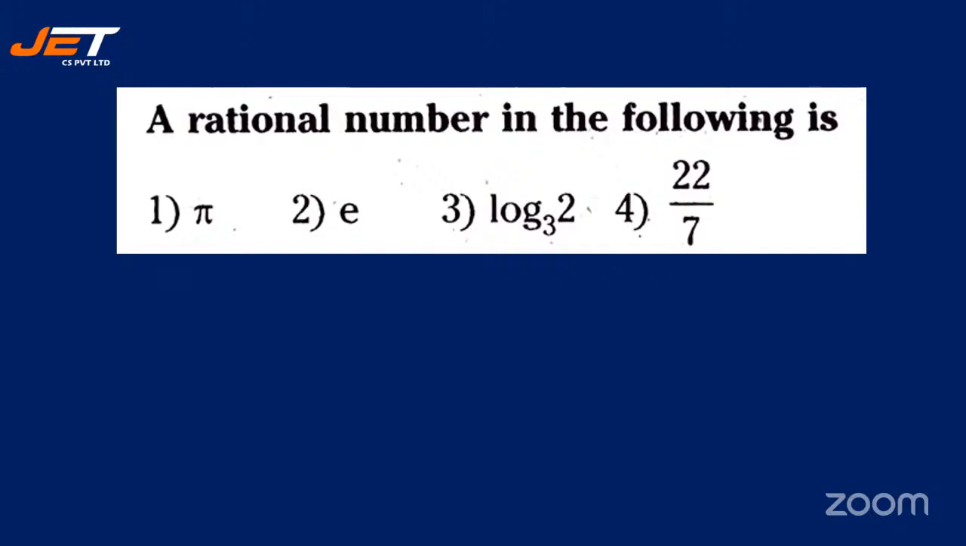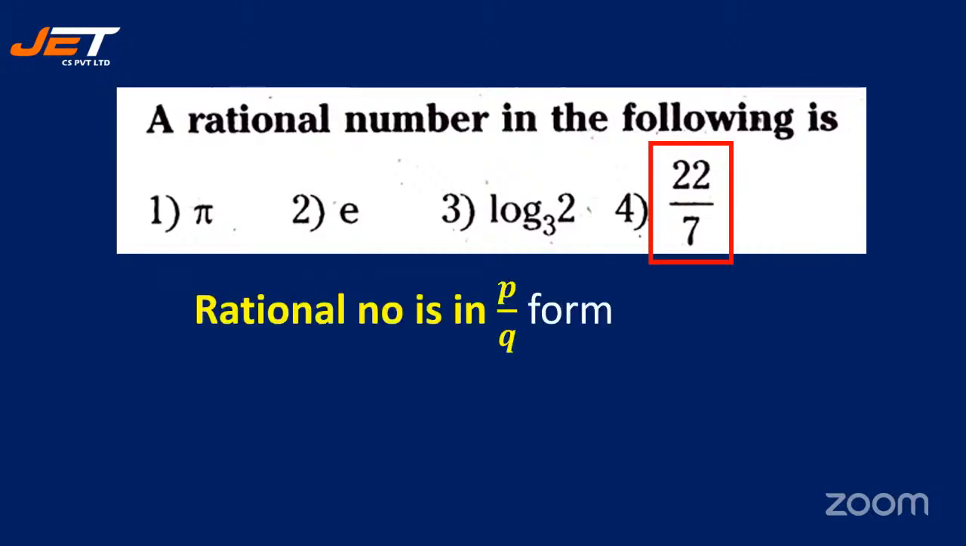Ravi Teja has given me the answer. Reddy, Neeraja, Harshita, Rishika. It is option 4. Many of you have given me the answer as option 4, 22 by 7. Perfect. See the next question. Because a rational number must be in p by q form. As simple as that. See the next question.